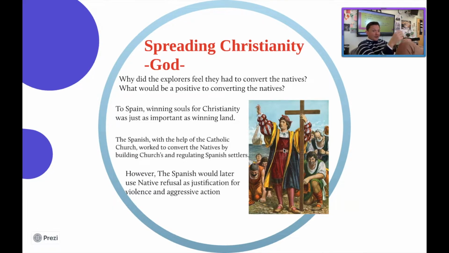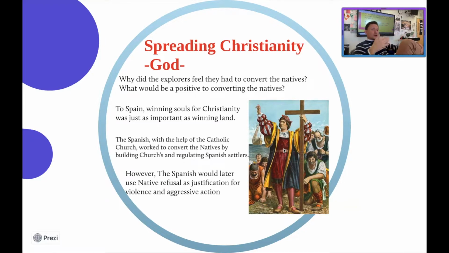Now, however, the Spanish are also going to later use the refusal of some natives as justification for violence and aggressive action. So this is a double-edged sword, or a really weird situation, where you're talking about the spreading of Christianity to people that are the natives of Central, South, and North America. And remember, when I say natives, I mean Aztec, Inca, Maya, Cherokee, Iroquois, Occaneechi, any type of native person that lived in these two places before the Europeans ever arrived.